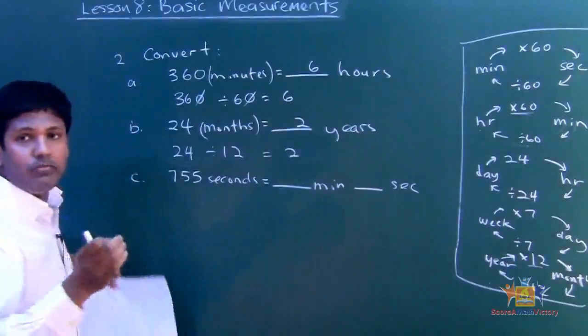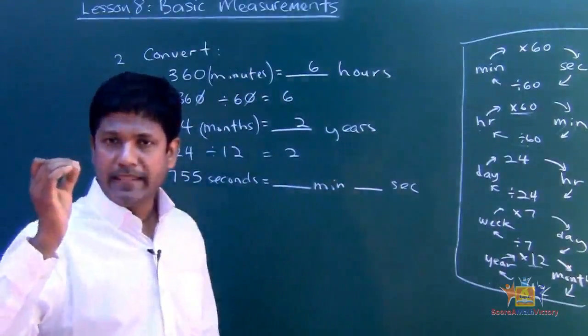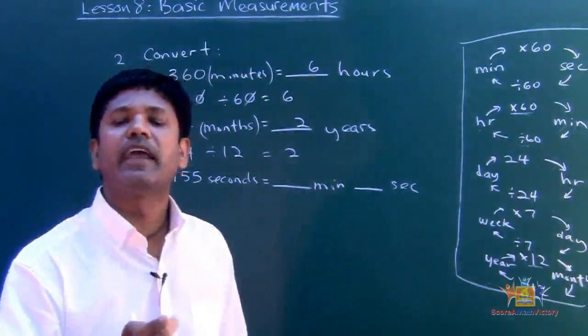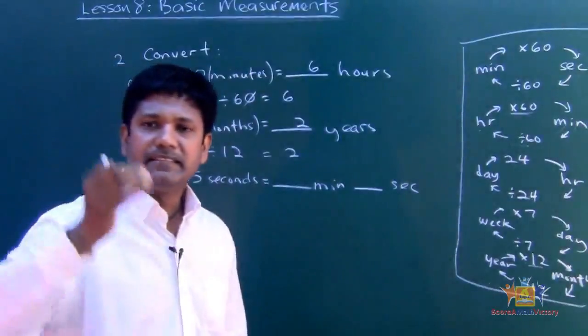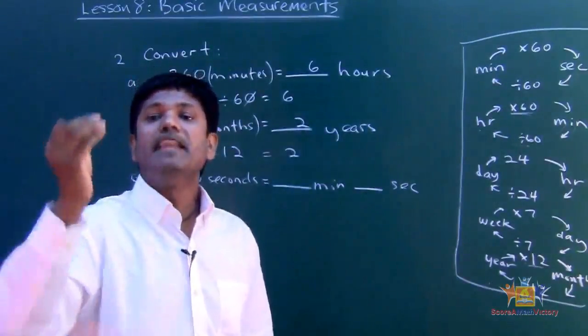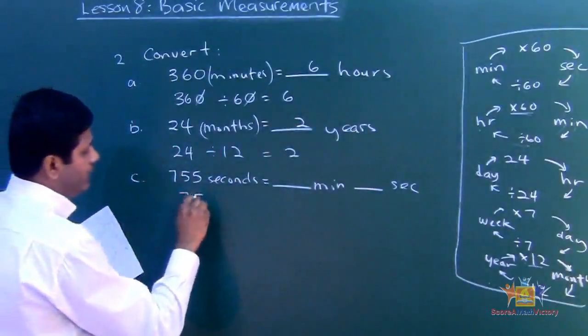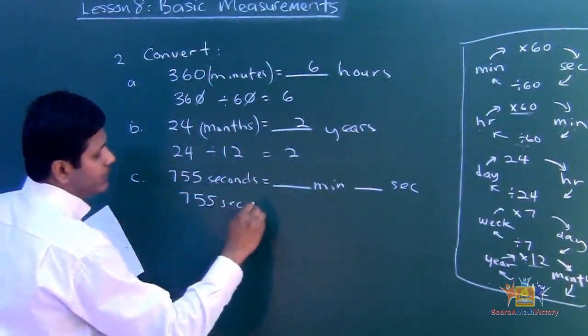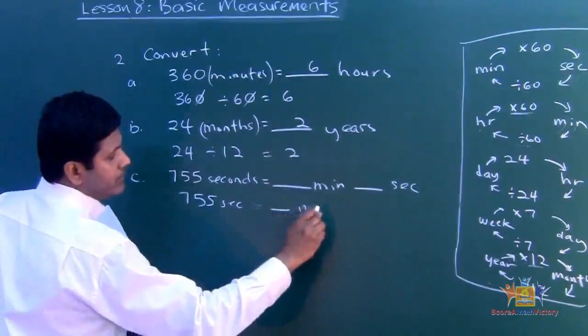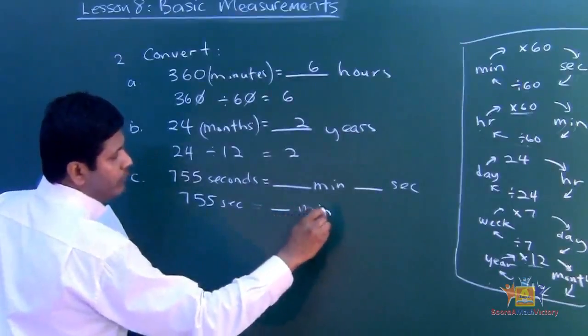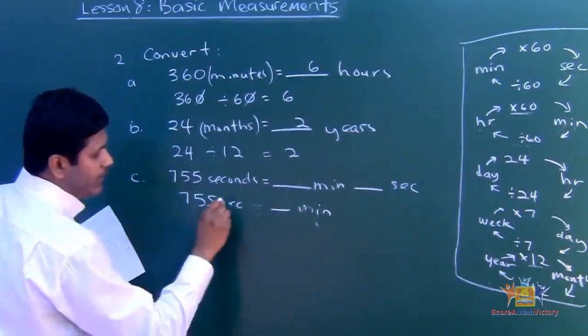See that? Because we want to keep anything less than 60 in the form of seconds. When you divide that by 60, the quotient is going to be your minute. Alright, let's do that. We want to go from 755 seconds to minutes. So in order to do that, what do we do? We have to divide that by 60.